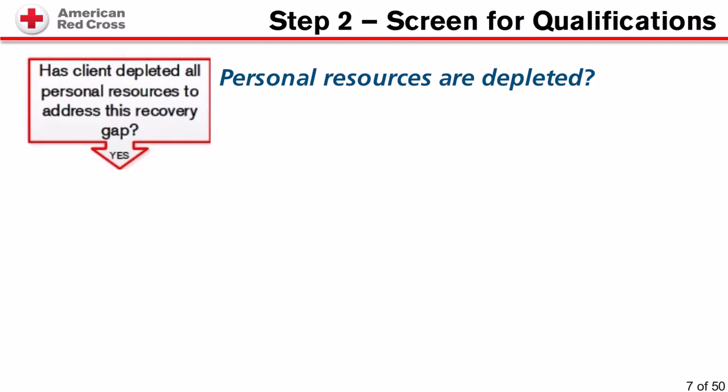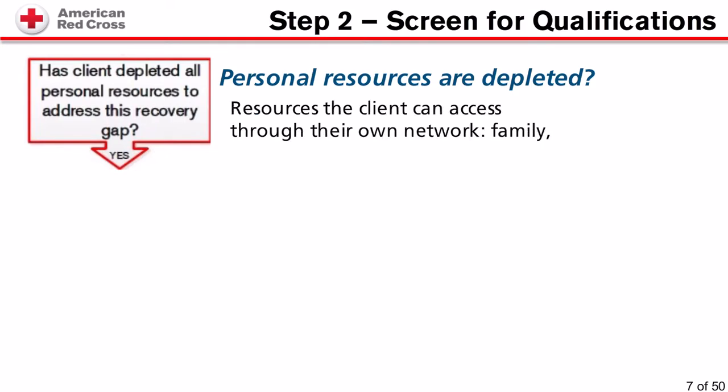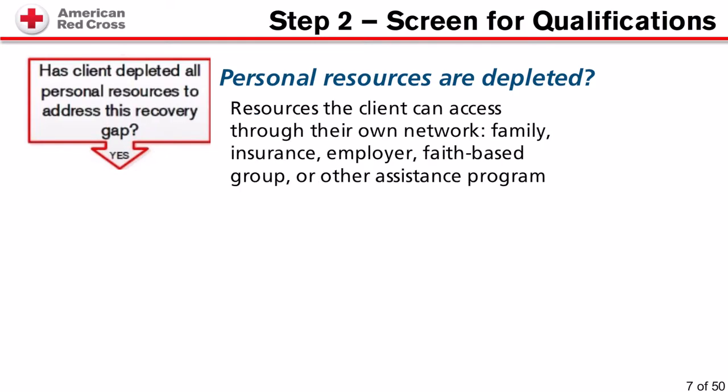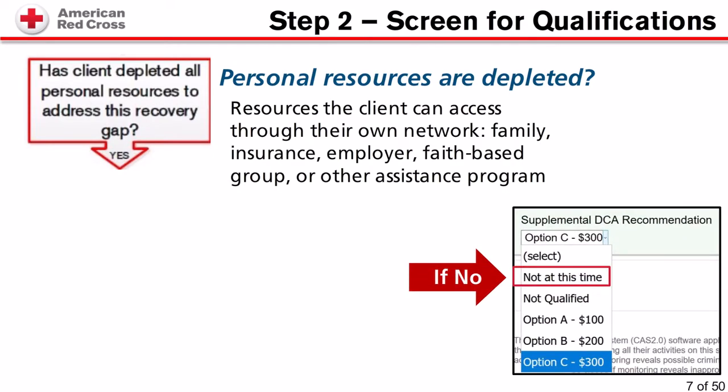This does not mean they have no money, just that they are not able to cover the gap with their current budget. Personal resources mean the resources the client can access through their own network, family, insurance, employer, faith-based group, or other assistance program. If they have not depleted personal resources, the client does not qualify, and you can record the outcome as not at this time in CAS 2.0.